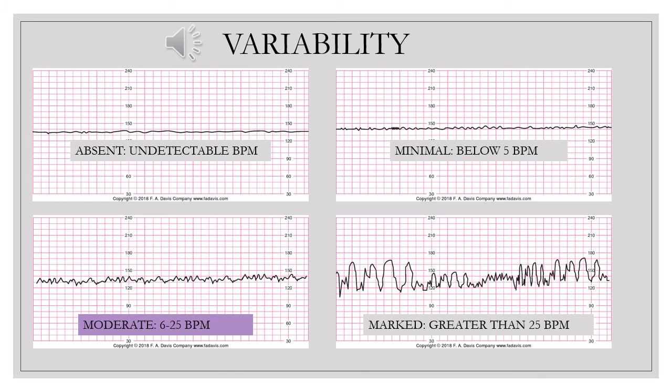Now, absent and minimal can occur during fetal sleep and sometimes with maternal meds, especially opioids given to the mother for pain. But sometimes they are indicators of fetal acidosis. Marked variability is greater than 25 beats per minute and can sometimes be associated with fetal movement.